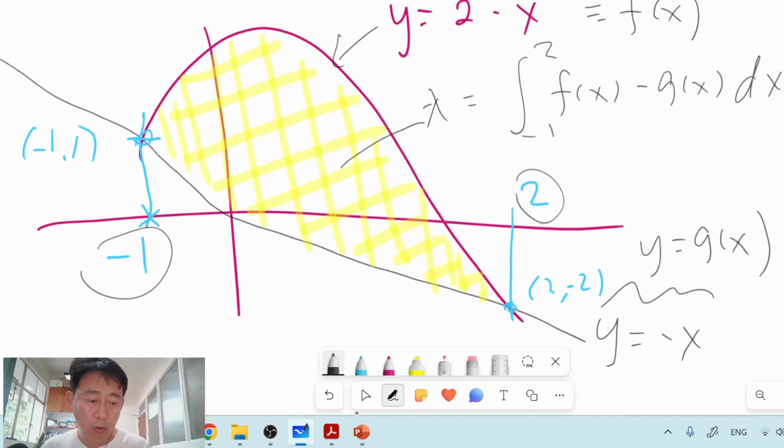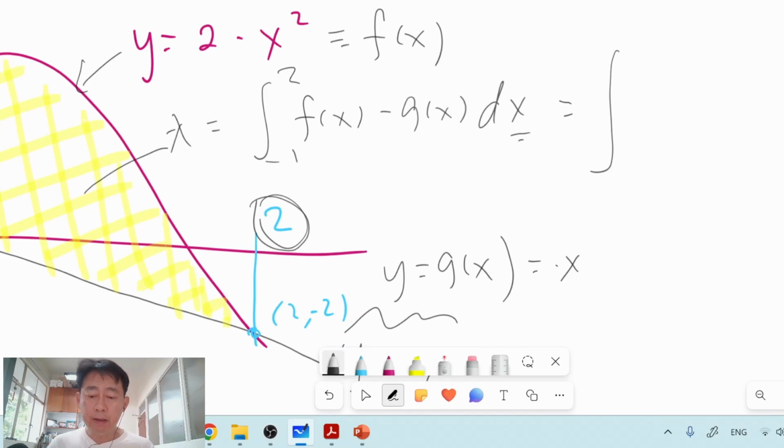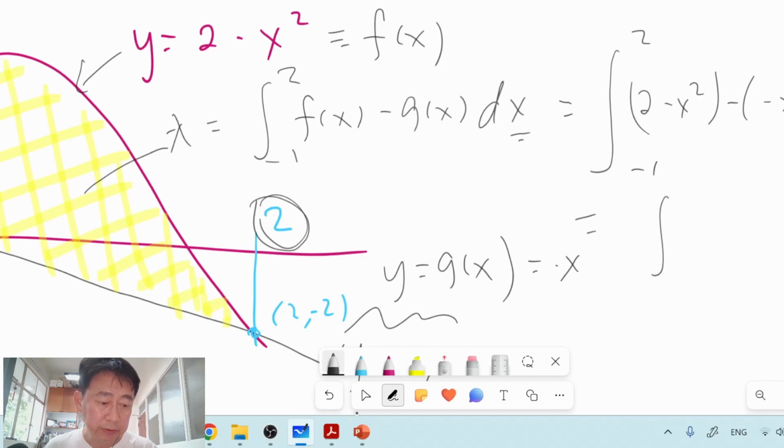Here we integrate over the variable x from x equals minus 1 to x equals 2. Then you just fill in the formulas for f and g. f is 2 minus x squared. g is minus x. And you integrate with respect to x from minus 1 to 2. Then you obtain the integral of 2 plus x minus x squared from minus 1 to 2.